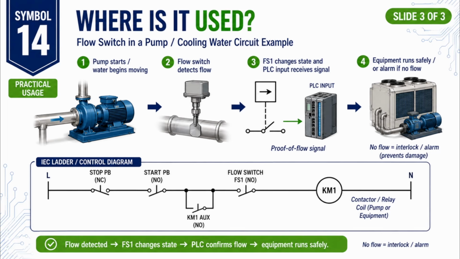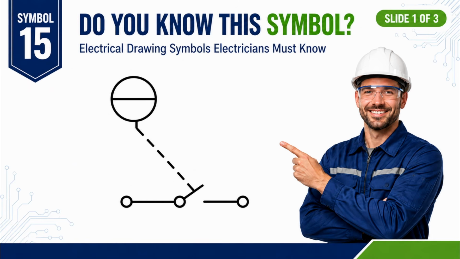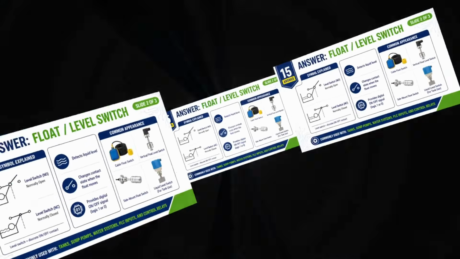The PLC can then confirm proof of flow, continue the process, or stop the equipment and activate an alarm if flow is lost. Remember, flow detected, digital signal changes, PLC confirms flow, equipment operates safely. Now let's look at symbol number 15. You will often see this symbol in tanks, some pumps, water systems, and control circuits. Do you know what it represents? This is a float or level switch.